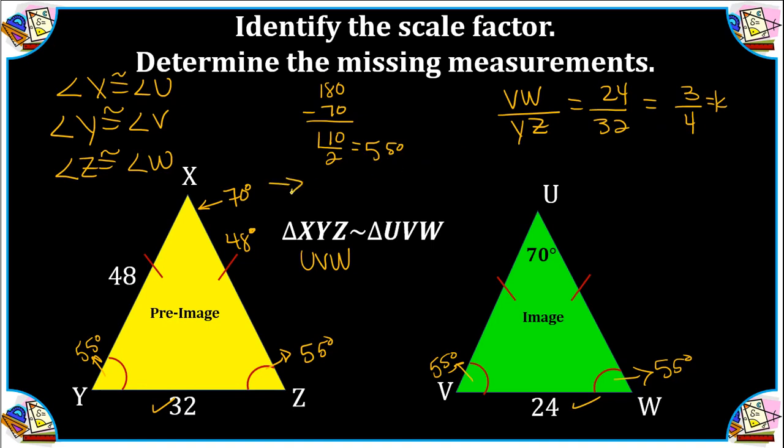When we're going this way, we use the scale factor as is. So we're going to take 48 and multiply it by our scale factor of 3/4. 4 divides into 48 12 times, and then 12 times 3 is 36. And then these two are the same.